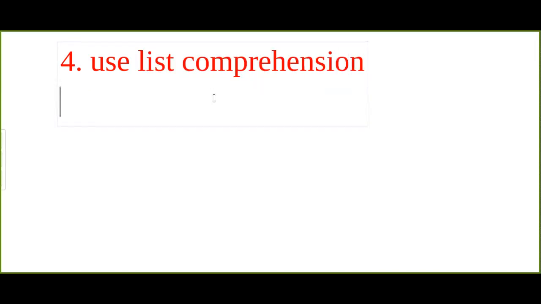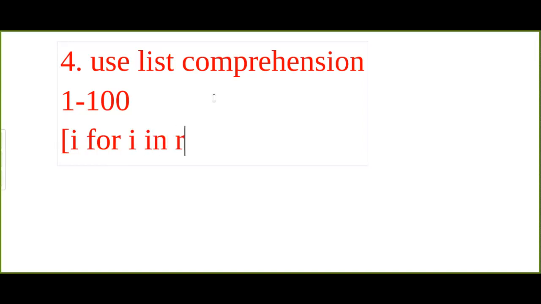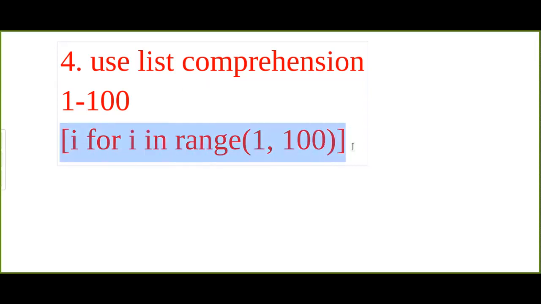And the fourth one is use list comprehension. This is very, very important to speed up your code. For example, if you want to find a list of numbers from 1 up to 100, you may use different ways, but the best way is to use list comprehension. For example, for i in range of 1 up to 100. This is the best way instead of using a for loop or other mechanisms, so this can speed up your code.